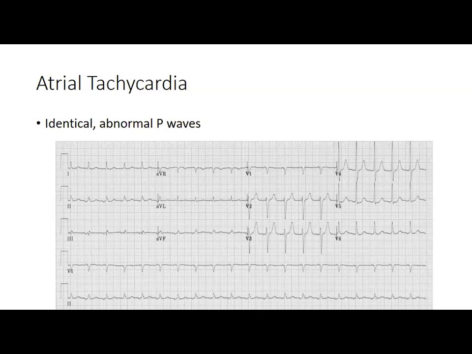Atrial tachycardia is, to be honest, rarely super dangerous. It rarely gets as fast as any of the others. It's more noteworthy in the sense that there's an ectopic focus that is driving their atrial rates.